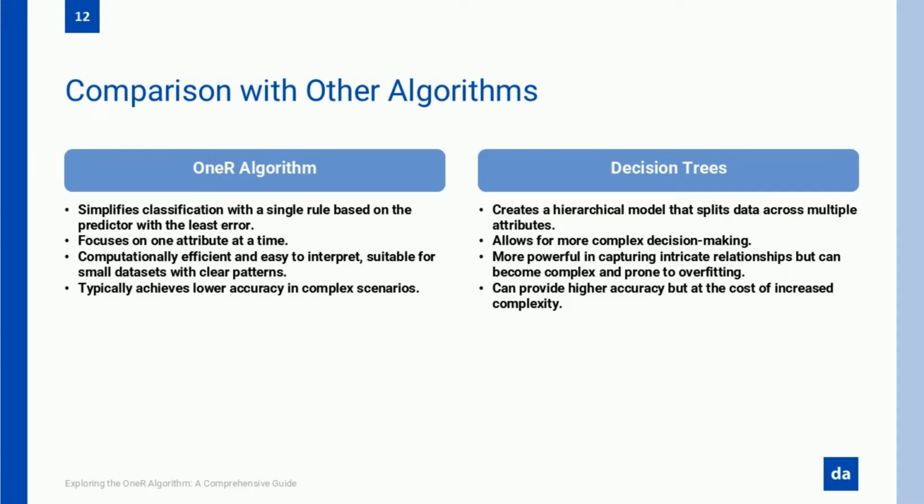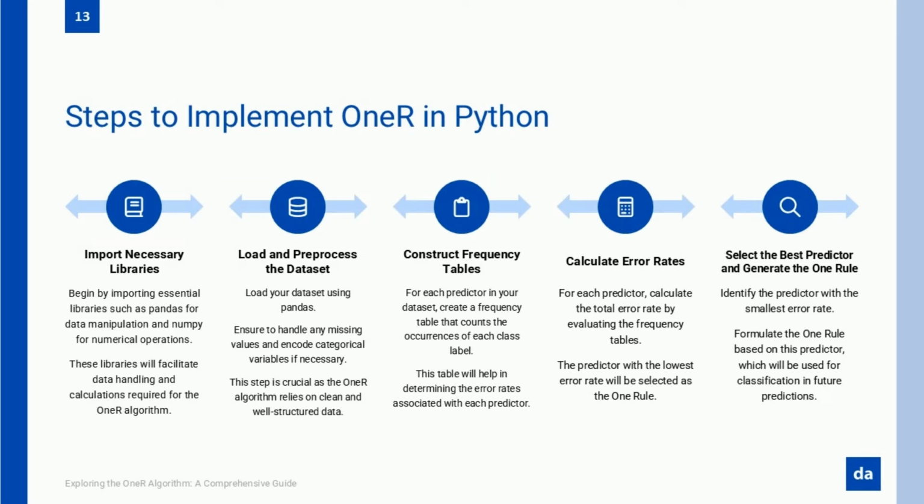Now that we've compared OneR to other approaches, let's explore how to implement it in Python and bring these concepts to life with real data. Implementing the OneR algorithm in Python is a straightforward process that requires just a few key steps. Unlike complex machine learning models that demand extensive tuning and computation, OneR can be built using basic data manipulation techniques. The focus is on constructing frequency tables, identifying the best predictor, and generating a simple rule that classifies new data points effectively. The first step is to import the necessary libraries.